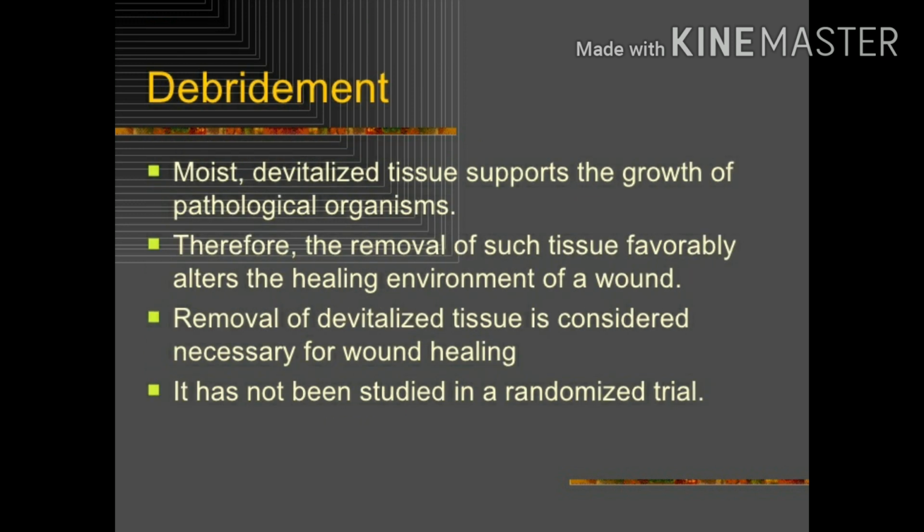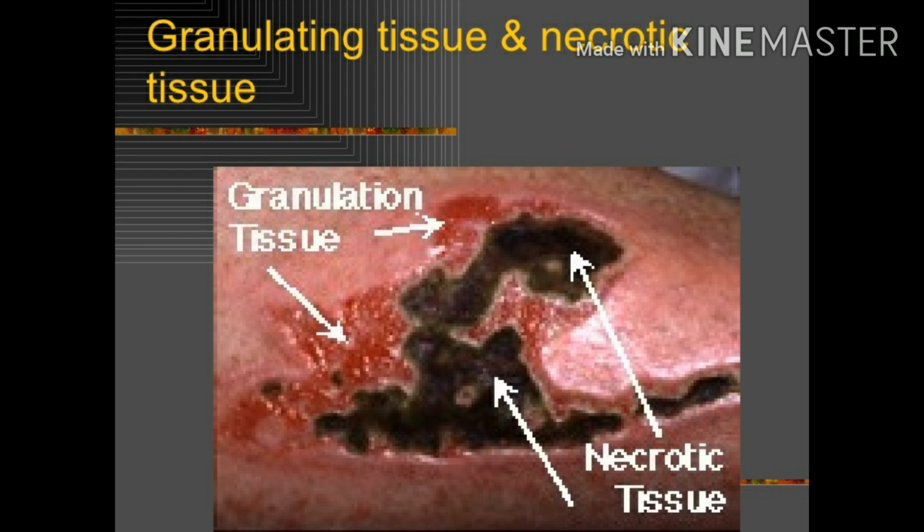Debridement helps in pressure sore healing because moist and devitalized tissue supports the growth of pathological organisms. Therefore, the removal of such tissue favorably alters the healing environment of the wound, and removal of devitalized tissue is considered necessary for wound healing. This picture shows granulation tissue and necrotic tissue. Necrotic tissue must be debrided for early and better healing of the pressure ulcer.